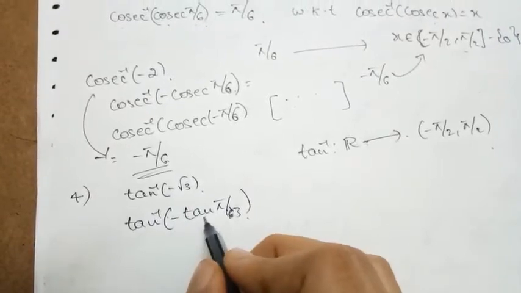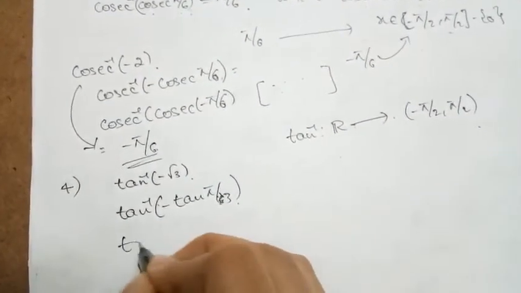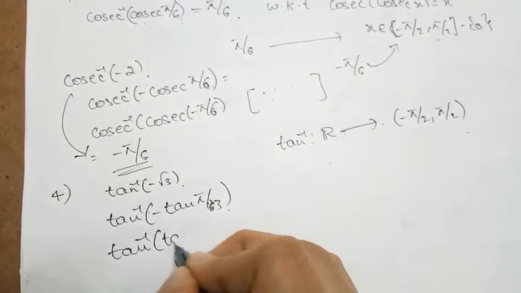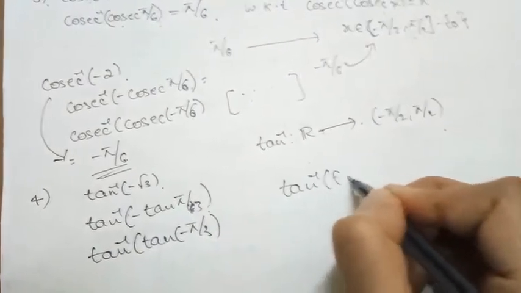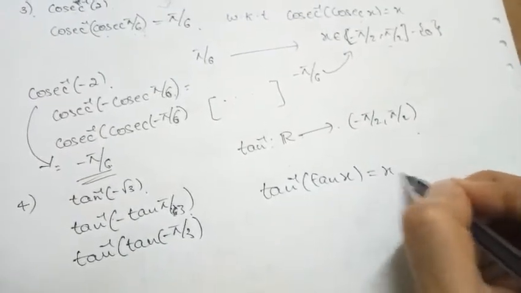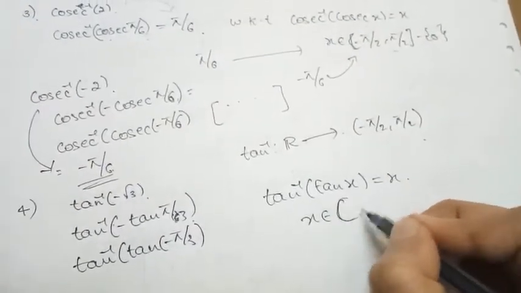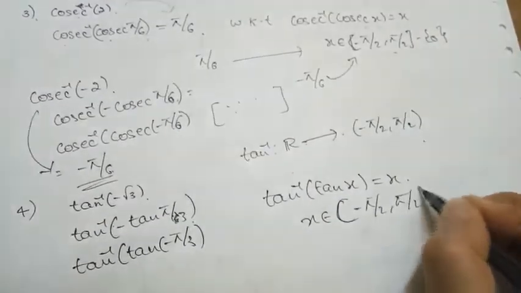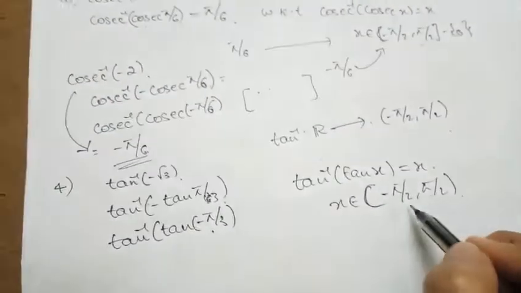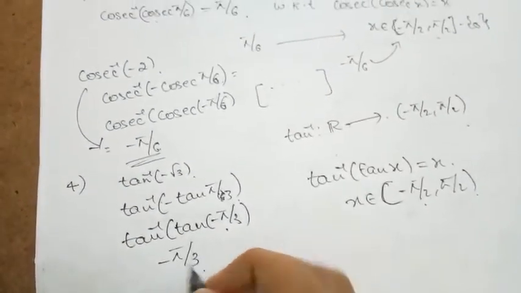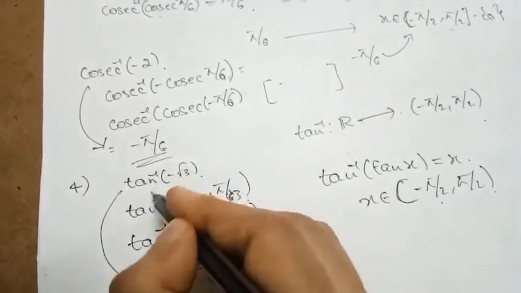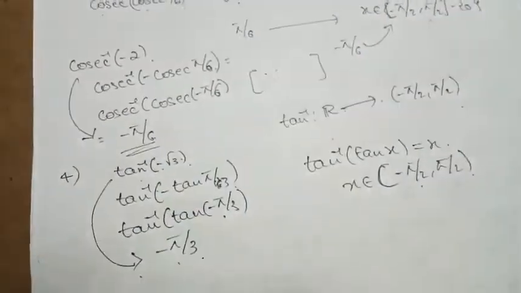Minus tan theta is equal to tan of minus theta. According to this property, I can write it as tan inverse of tan of minus pi by 3. Now this is in the format of tan inverse of tan x is equal to x when x belongs to the principal value branch. Clearly minus pi by 3 belongs to this range. So tan inverse of tan of minus pi by 3 is minus pi by 3. Therefore the principal value of tan inverse of minus root 3 is minus pi by 3.